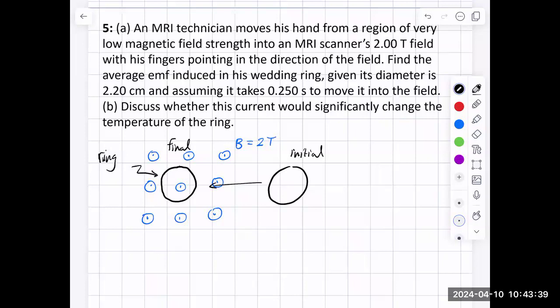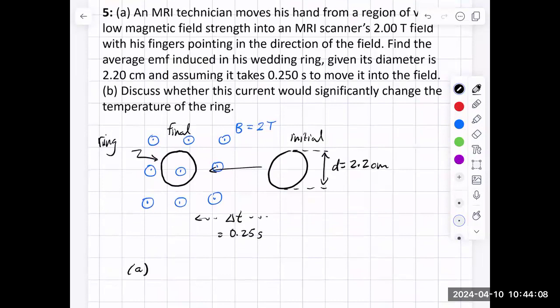All right, and we're told that the ring has a certain diameter. That diameter is 2.2 centimeters. Okay, and the delta t, the time to go from initial to final, is 1/4 of a second. All right. So part A, what are we supposed to do? Find the average EMF.